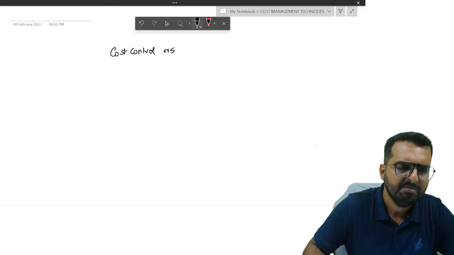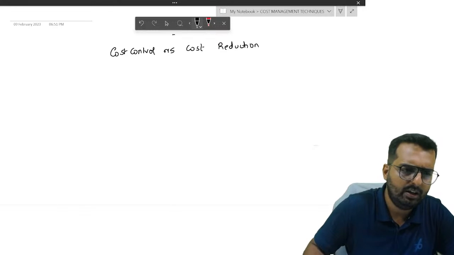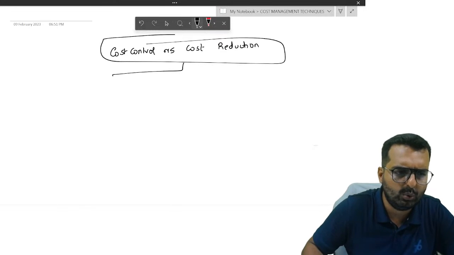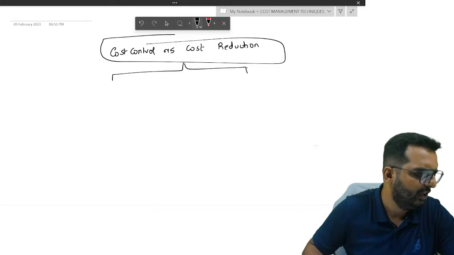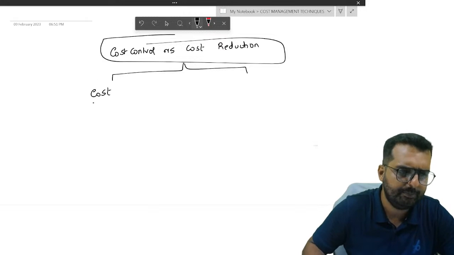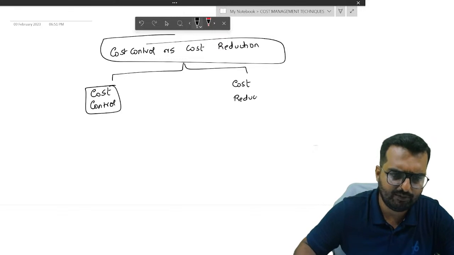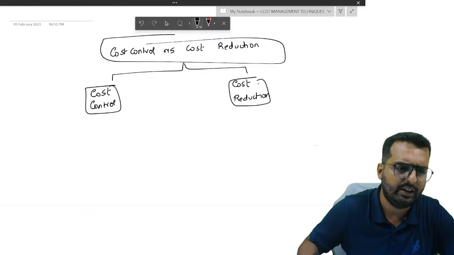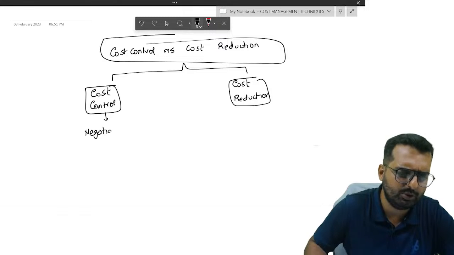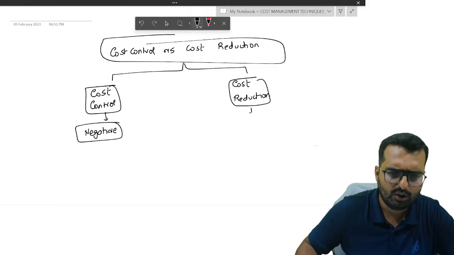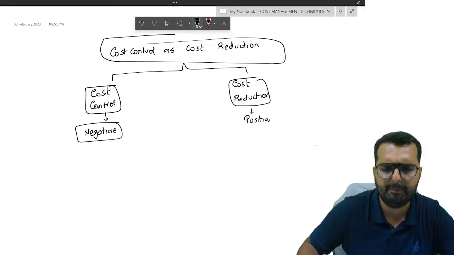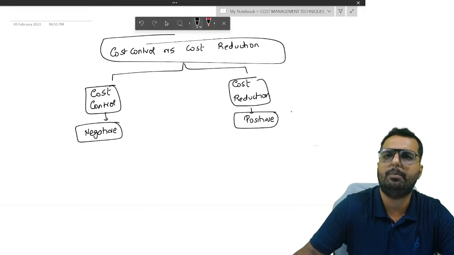Cost control versus cost reduction. Friends, there are two terminologies that can be used from a business perspective. The first one is called cost control, and the second one is called cost reduction. Cost control is more of a negative approach. Cost reduction is more of a positive approach.